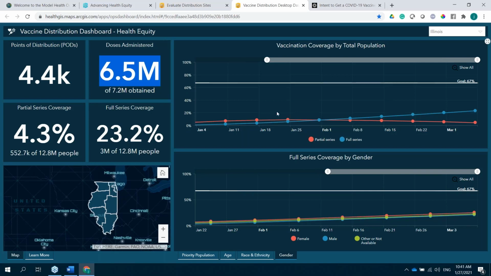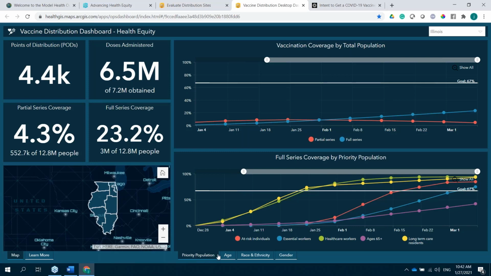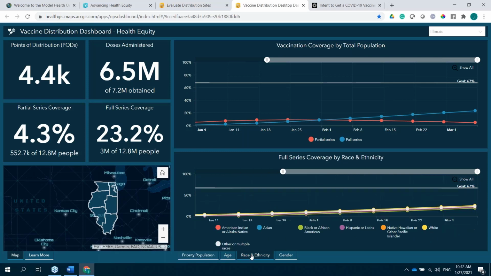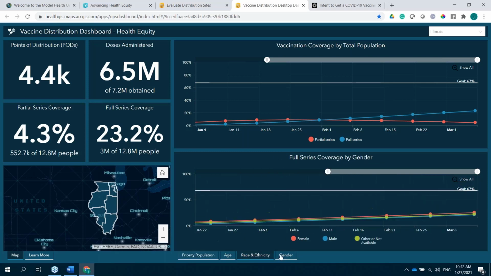Also, on the right side, you can see that we are monitoring the percentage of populations who got the first dose of their vaccine in red, and those that right now have the full series of two vaccines in blue. In the same way, we can monitor our progress in terms of priority populations, age, race and ethnicity, and gender.